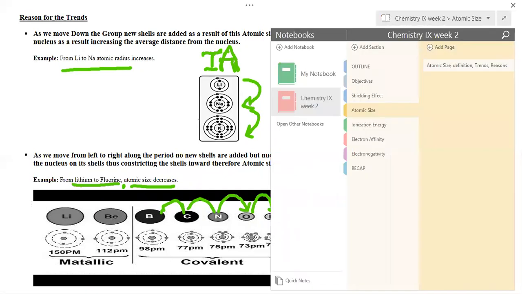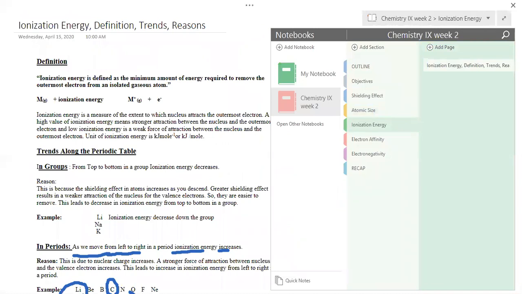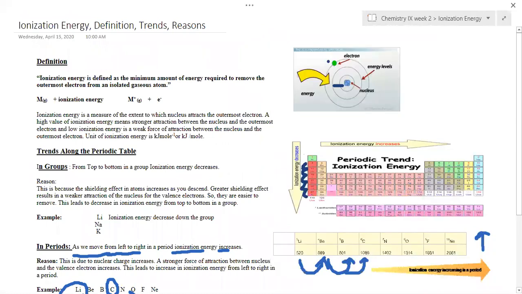Now let's move to the next subtopic, ionization energy. Ionization energy is defined as the minimum amount of energy required to remove the outermost electron from an isolated gaseous atom.